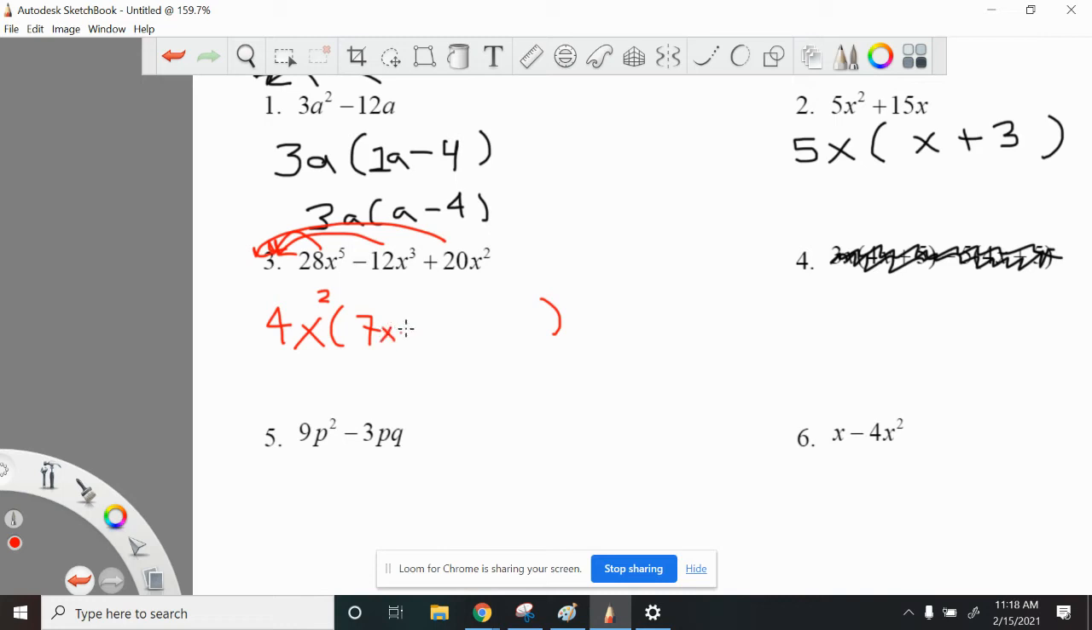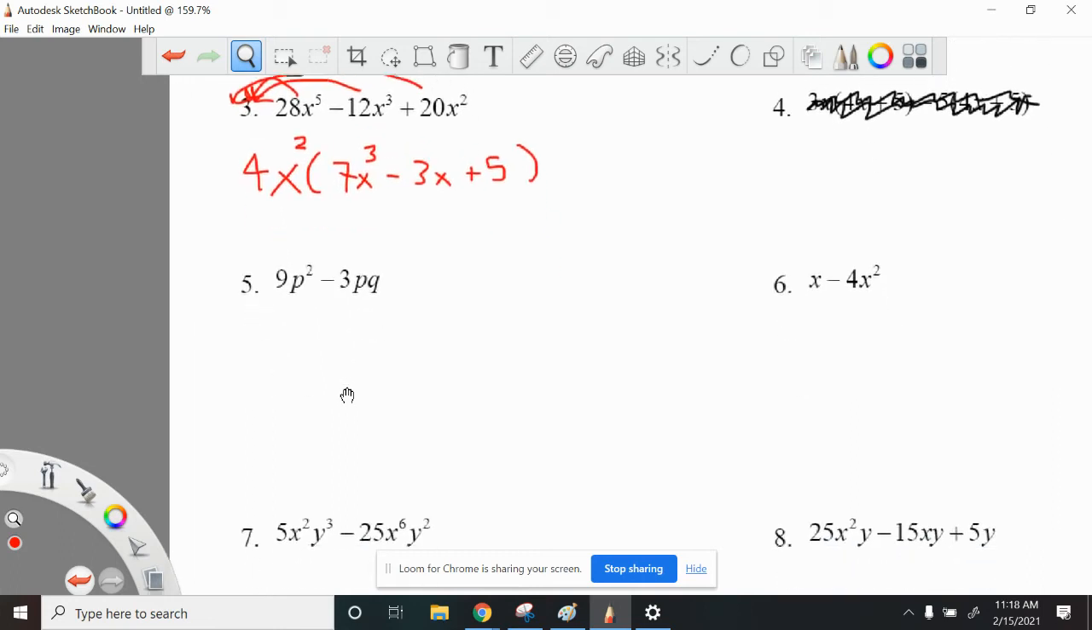Cheyenne had $5. She lost 2, so she's got 3 left. This would be 3 with 1 x left, and this would be a positive 5. Again, kind of lame because we already did this question.